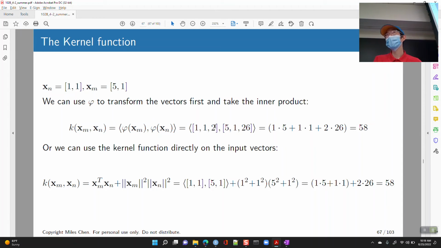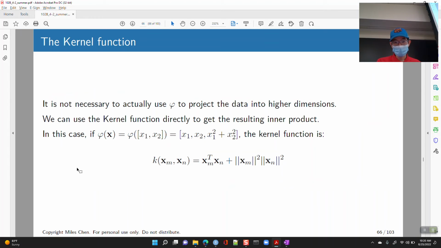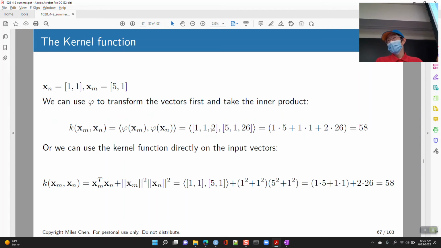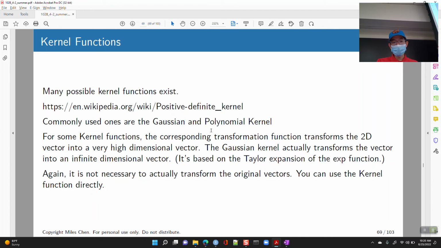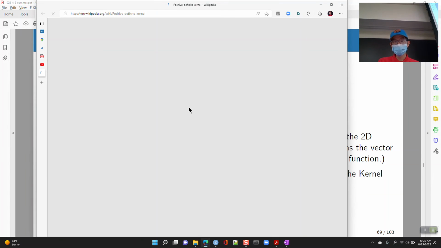Now, you don't have to use this as your transformation function, and in fact, we don't even really use transformation functions. We'll just go straight to the kernel function. So this kernel function is equivalent to using this transformation and applying it. But we don't actually have to use the transformation, okay?